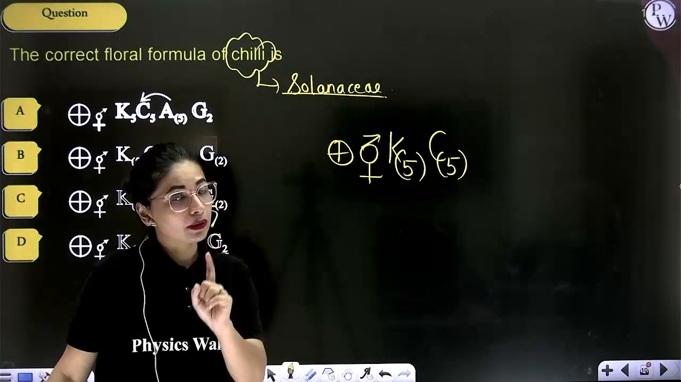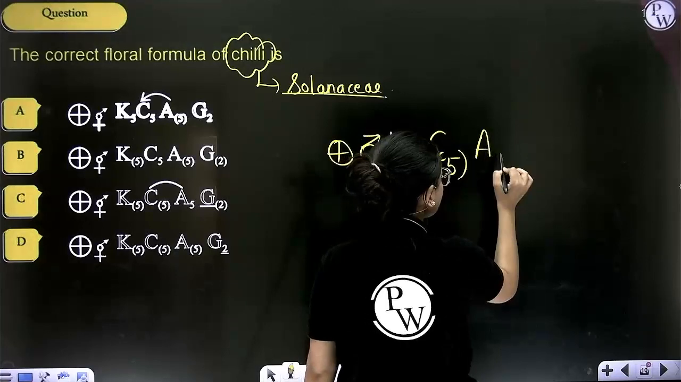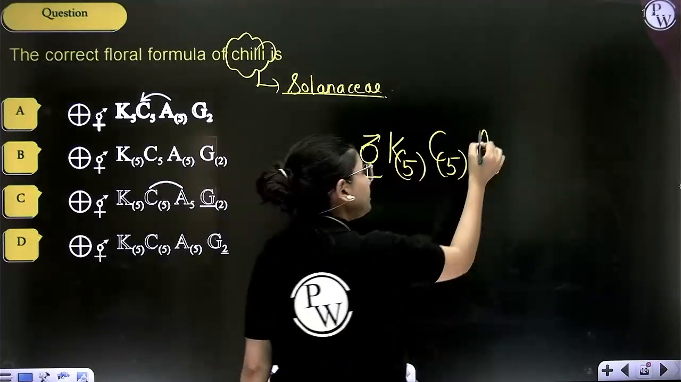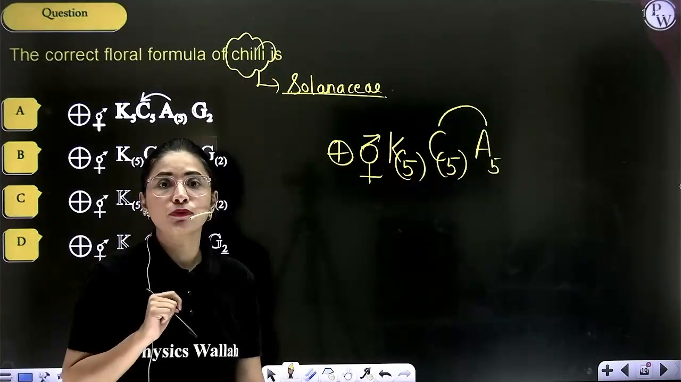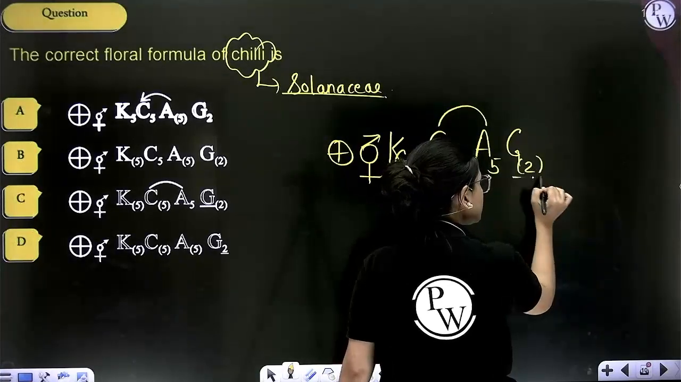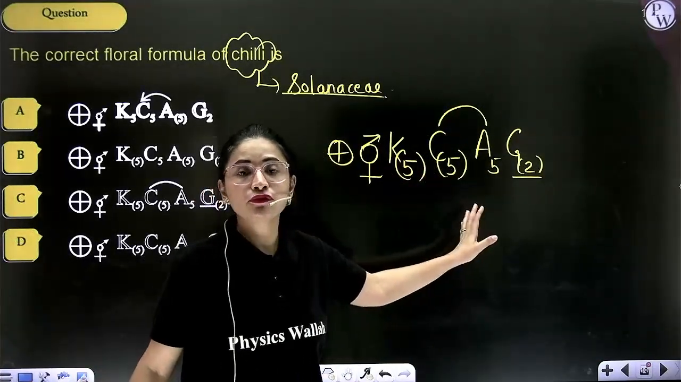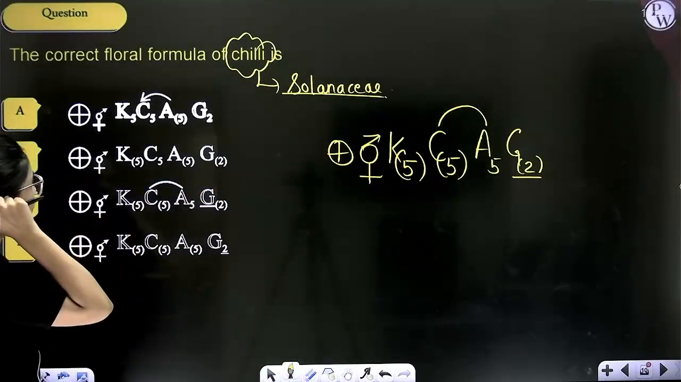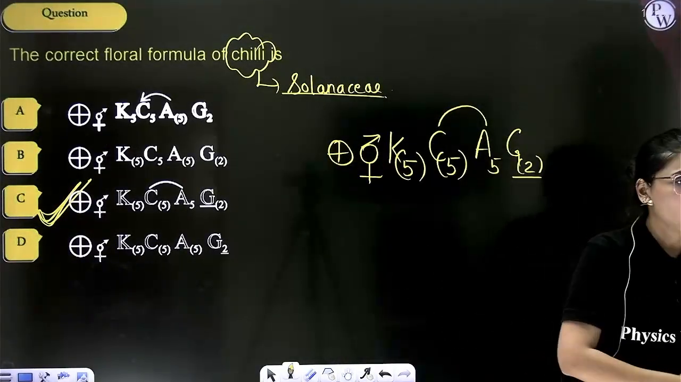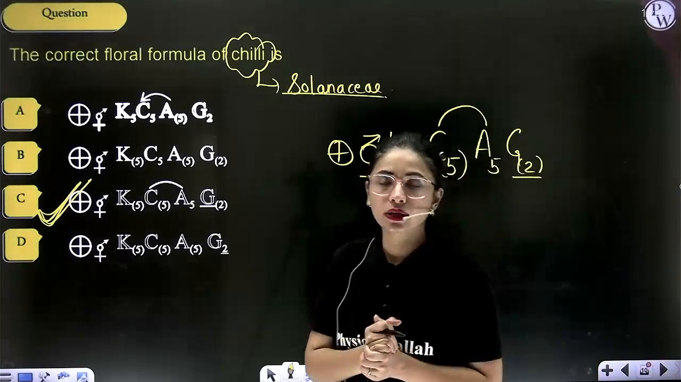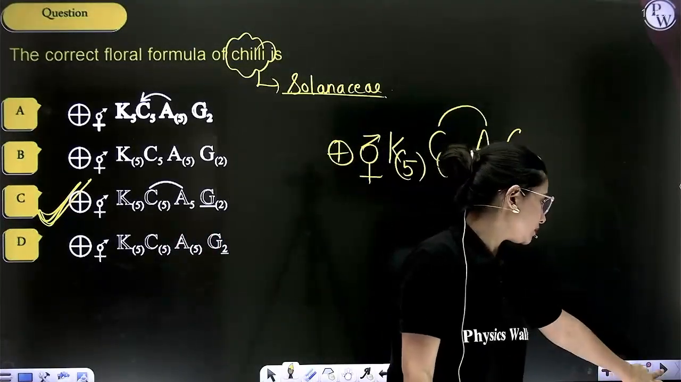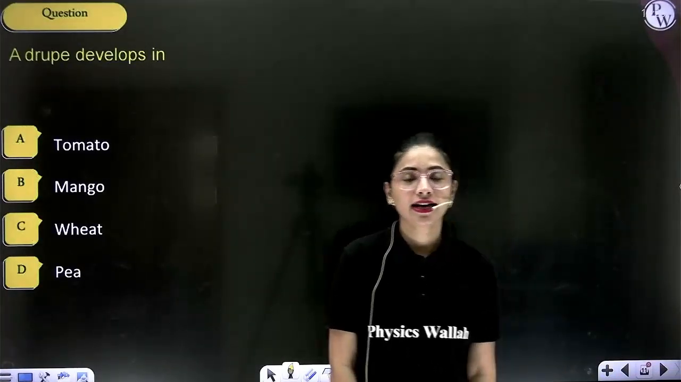Correct? Then with valvate aestivation, then comes the androecium. How many stamens? 5. One feature is seen that stamens are attached to their petals. Epipetalous condition. So you will connect them with the help of a dome. Then G, gynoecium, 2 fused, superior ovary. So this is the exact formula for the chili, the floral formula. Now match it with the options. Your answer will be C. Any confusion? Any doubts? I don't think so. Any student must be having any doubt. Things must be absolutely clear, crystal clear in your mind. If yes, then let's proceed further with the next question.